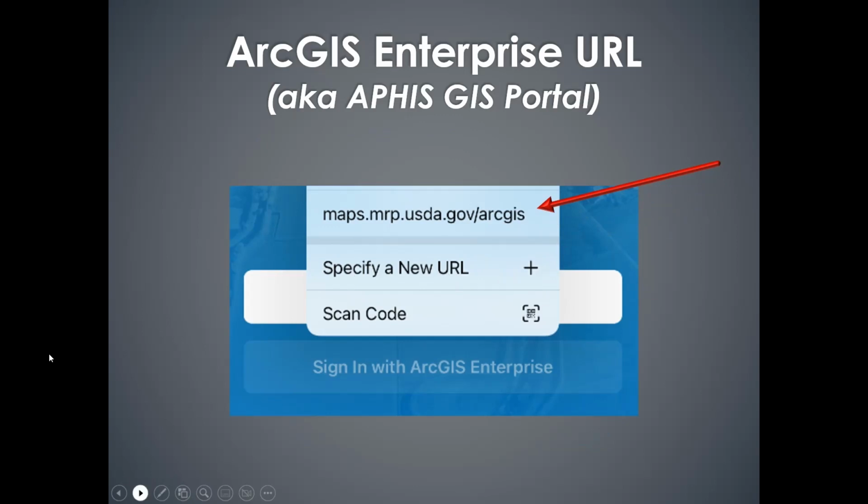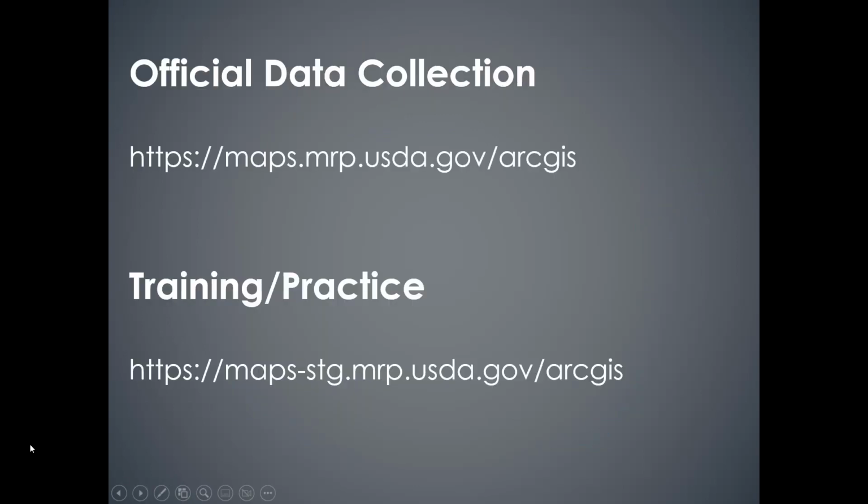Something to take a special note of is these 2 URLs. So we collect data in this top one, and just a reminder, this is a test question on your quiz. We collect data in this top one. I'm going to give you these 2 boxes again. The difference there is the top one says maps.mrp, the bottom says maps-stg.mrp, meaning stage. So you want to be very careful that if you are collecting official data, that you're using this official portal as your sign-in.